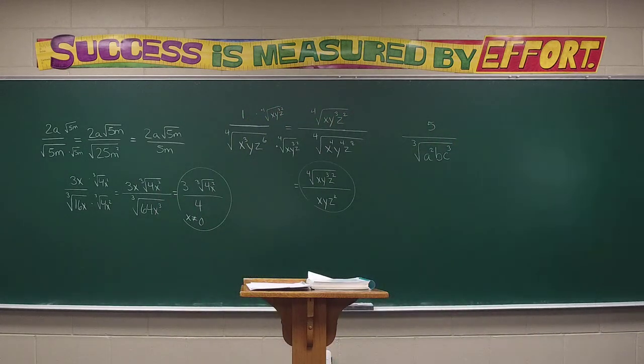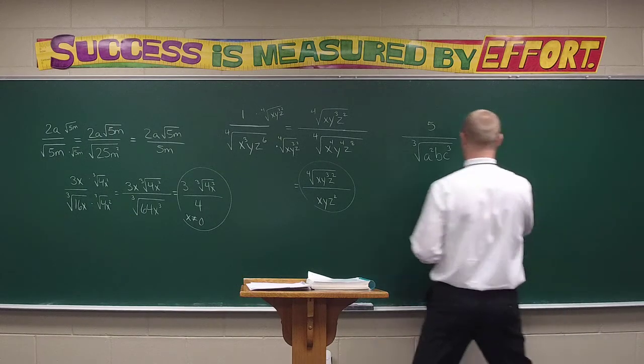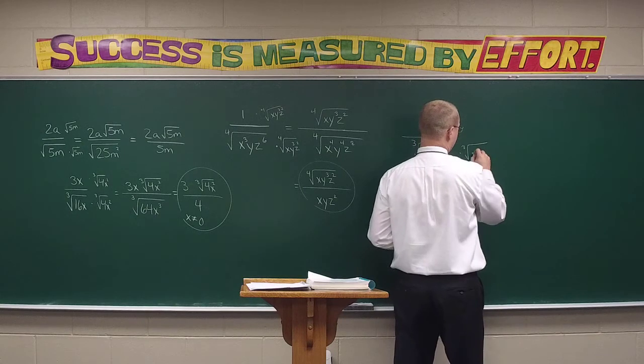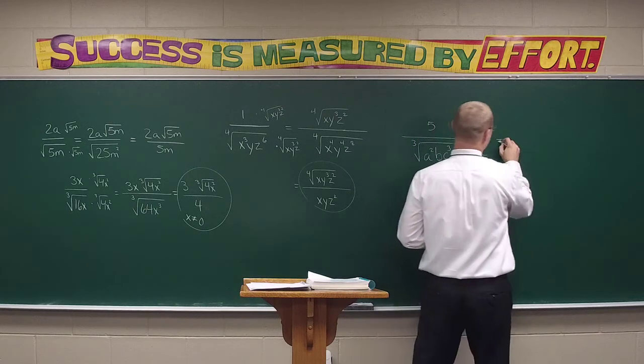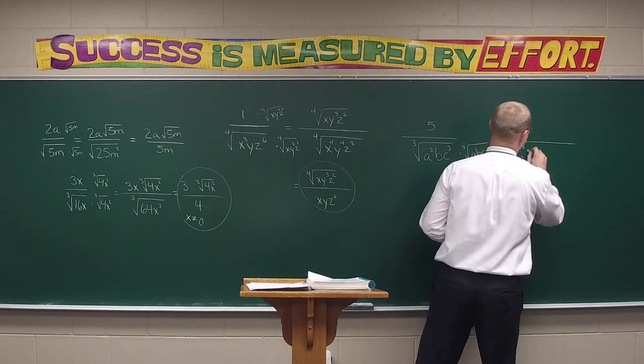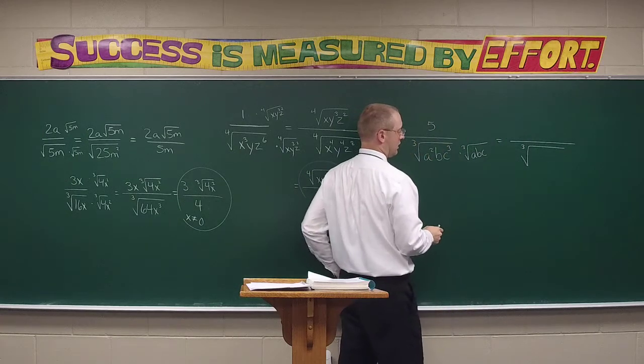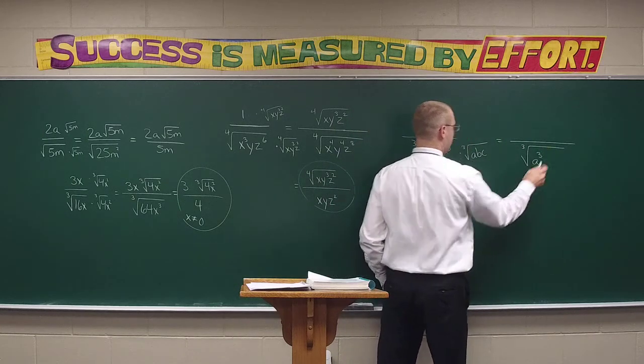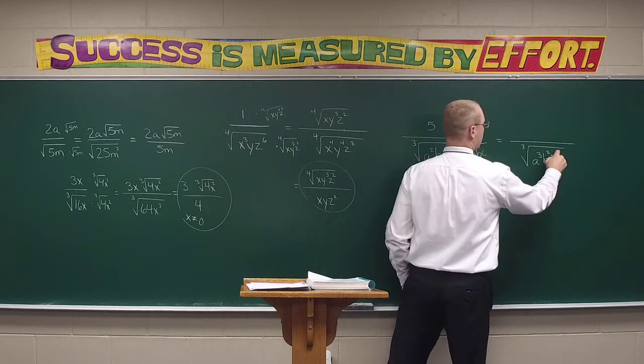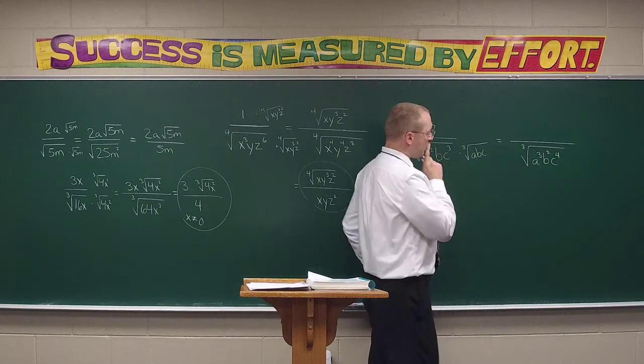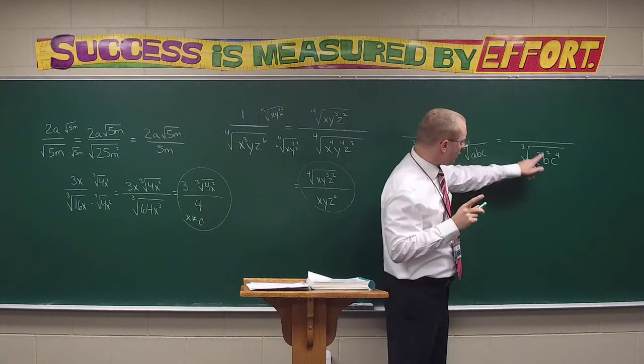Multiply the bottom by the cube root of ABC. Multiply the bottom by the cube root of a, b, c, so that the denominator becomes what? Cube root of a cubed b squared c to the fourth. Now 3 can go into 3, right?